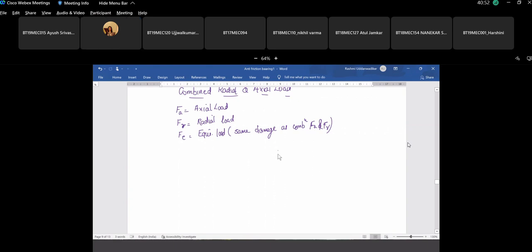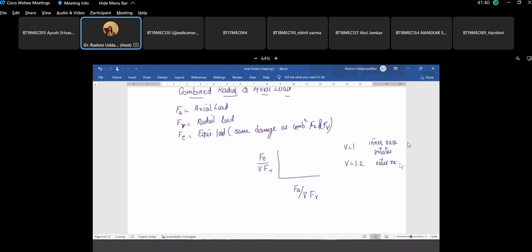a graph was plotted by the researchers who conducted experimentation, and this was the graph between the dimensionless parameter FA upon V times FR, I'll tell you what is V, and FE, the equivalent load upon V times FR. Now V is a constant whose value is 1 if the inner race is rotating, and this value of V is 1.2 if the outer race rotates.